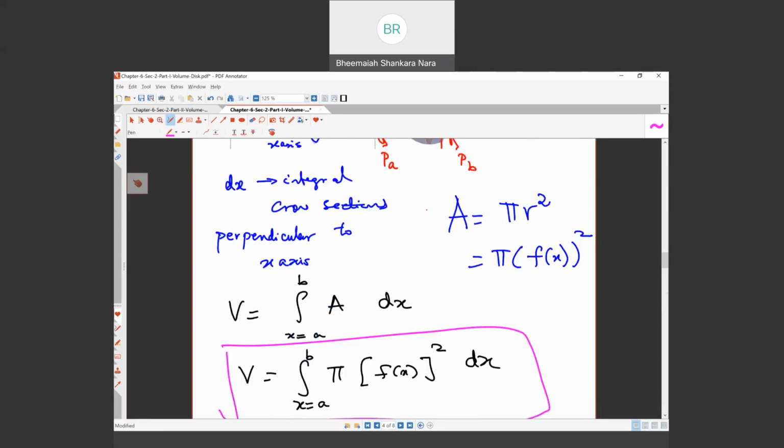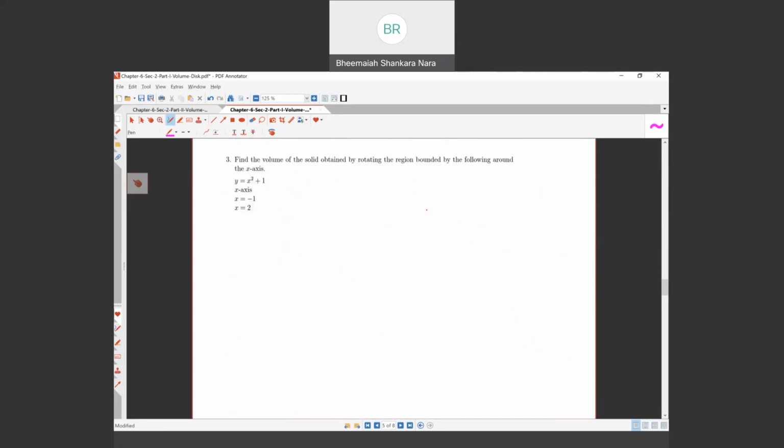Now let's do some examples based on this discussion. So we are asked to find the volume of the solid obtained by rotating the region bounded by the following around the x-axis. As soon as you see the around the x-axis, these few words, you know that the variable of integration will be dx. And when you read the first curve, y equal to x squared plus 1, you know it's a parabola. You know x-axis, then you know x equal to -1 and 2 line. So let's try to trace all these 4 pieces on a graph.